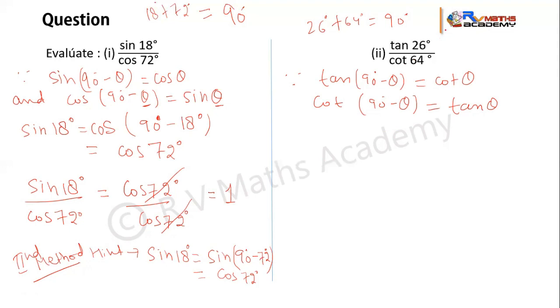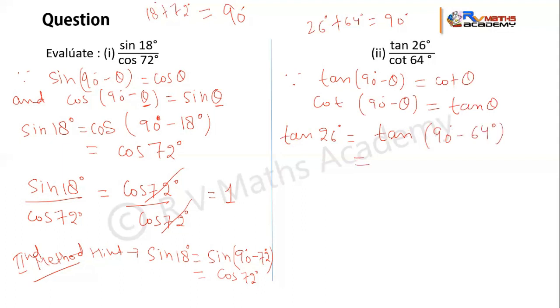Again you can change any one, either numerator or denominator. So first I am writing tan 26 degree. If I'm not changing the trigonometric ratio, it's up to me, so I can write 90 degree minus 64 degree.